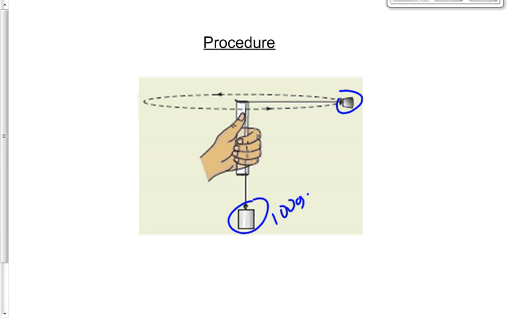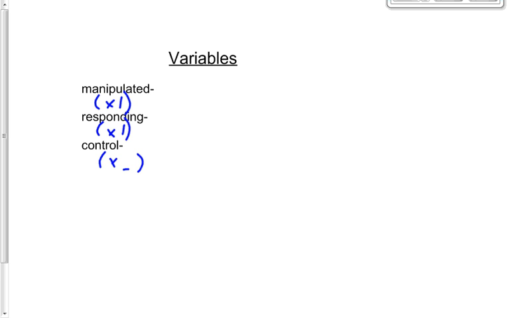Does that make sense? So if we go back to here, who can tell me what the manipulated variable would be? Yeah, it'd be the radius, right? And what would be the responding variable there? We only had two variables that we were measuring, right? One was radius, one was, okay, so what's the responding variable going to be? Good. So your manipulated variable will be the radius, the responding variable will be the speed.